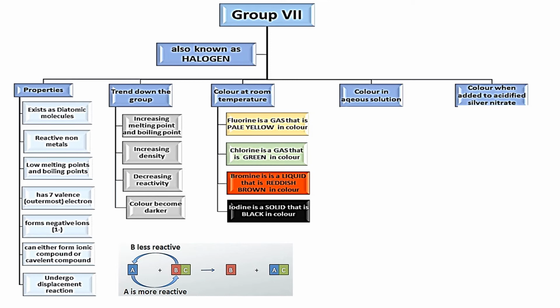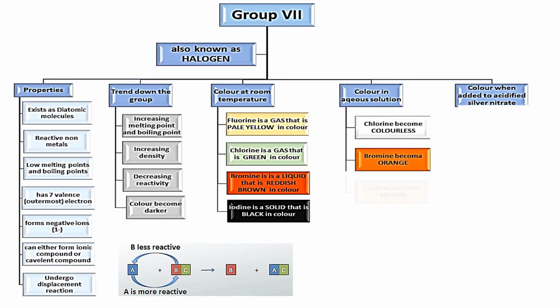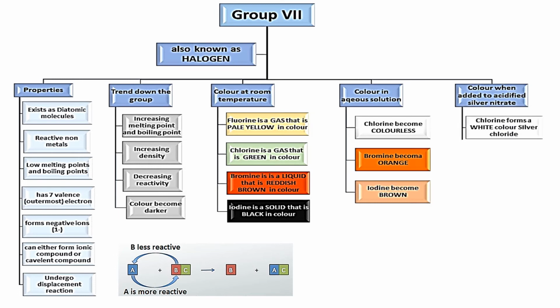When the halogen are added to water, which is in aqueous solution, chlorine will become colorless, bromine become orange, iodine become brown. And when halogen are added to acidified silver nitrate, it will form a silver compound. So chlorine will form a silver chloride, which is white in color, and bromine forms a cream color silver bromide, and iodine will form a pale yellow silver iodide.